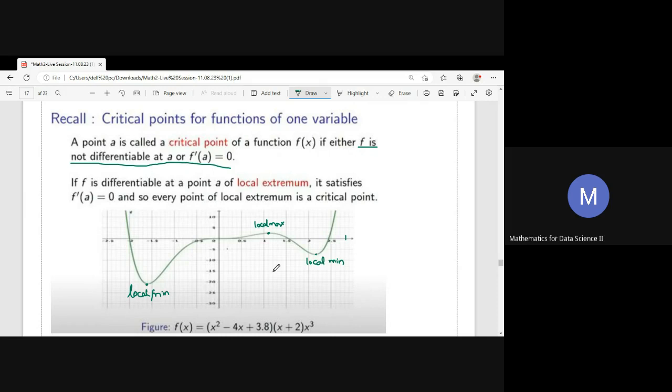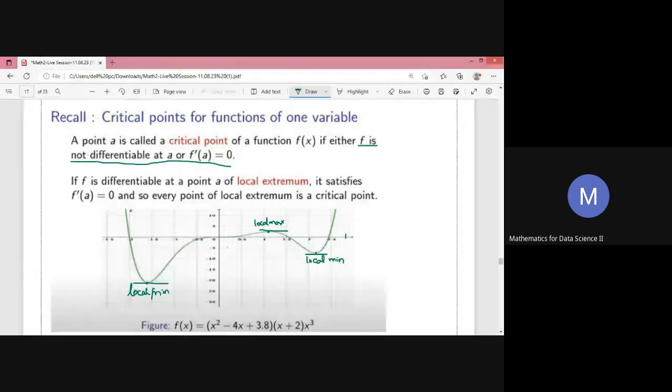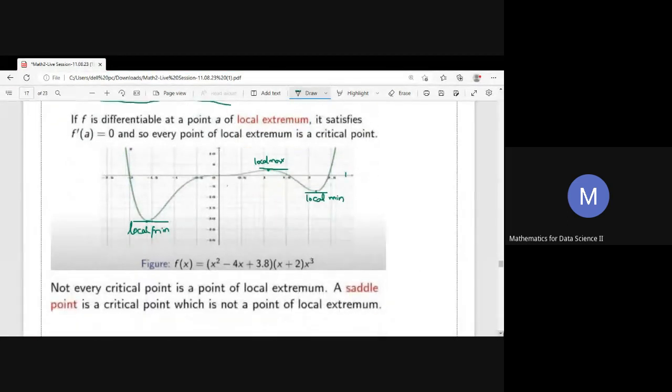Okay, fine. So at these places, you know what the tangent line is? All the tangent lines are going to be parallel to the x-axis, so the slope is 0. Tangents have slope 0 at the local extremal points. Note, not every critical point is a point of local extremum. A saddle point is a critical point which is not a point of local extremum.